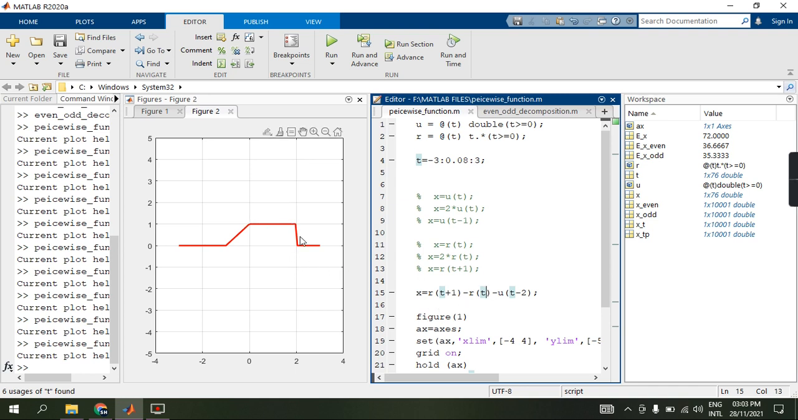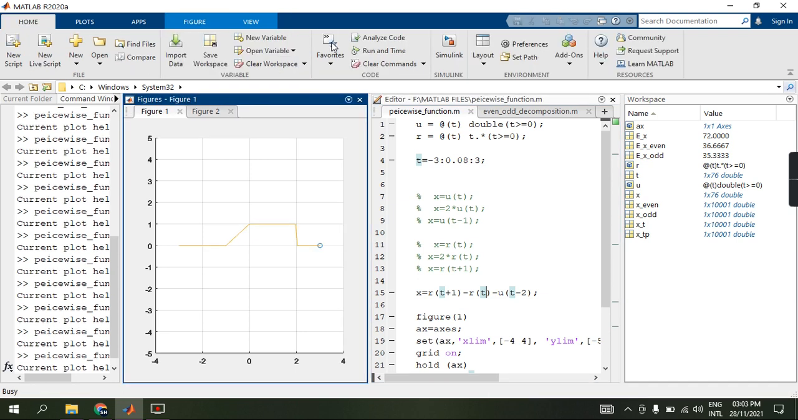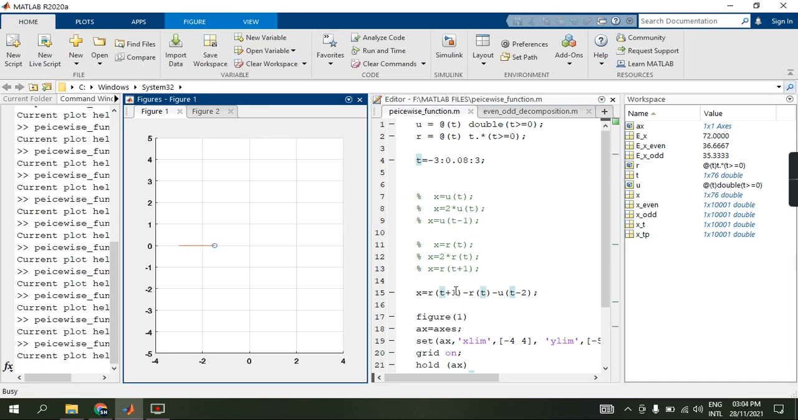After that, we are again subtracting a unit step function at t equals 2, by 1 unit. So here is the t equals 2. If we plot it again, I think it will be easier for everyone. So that's how it works.